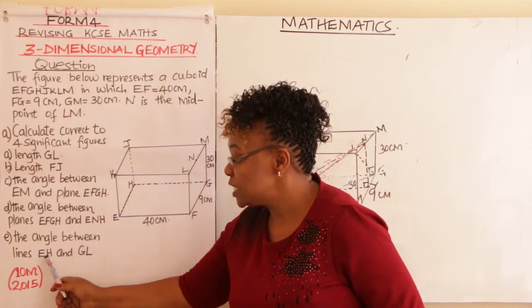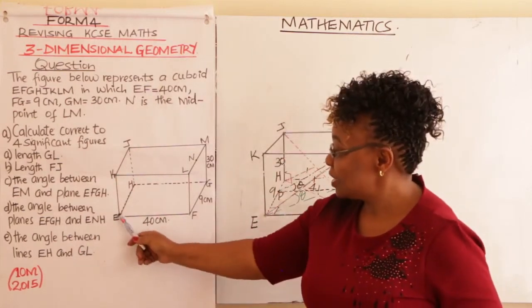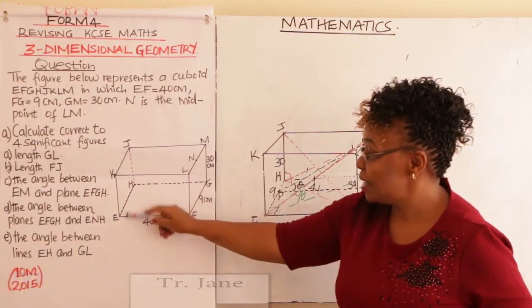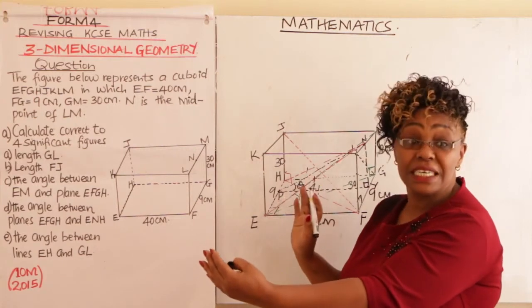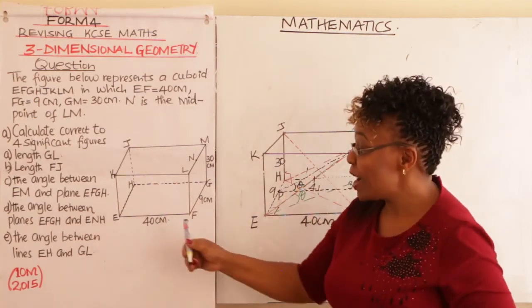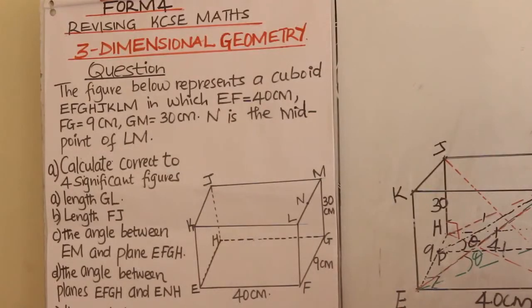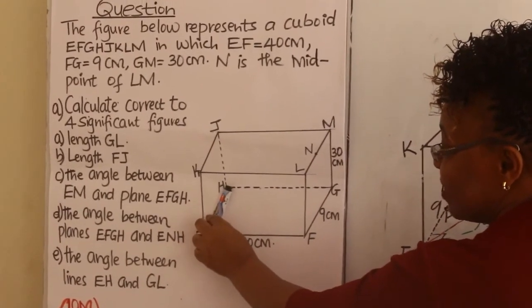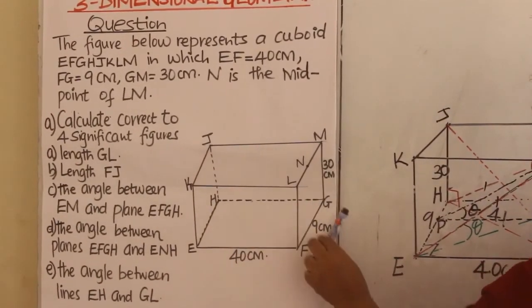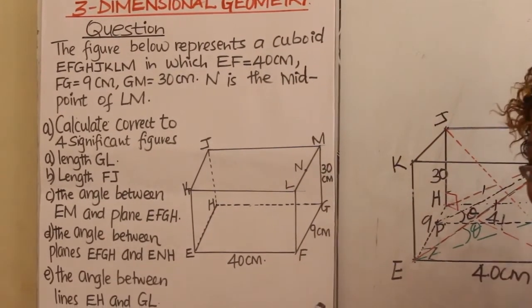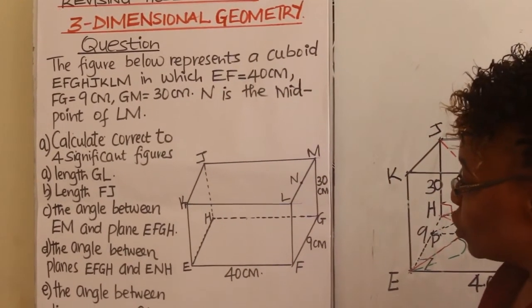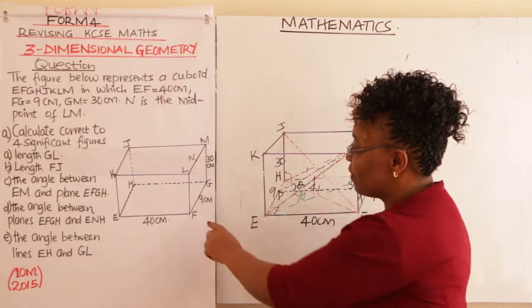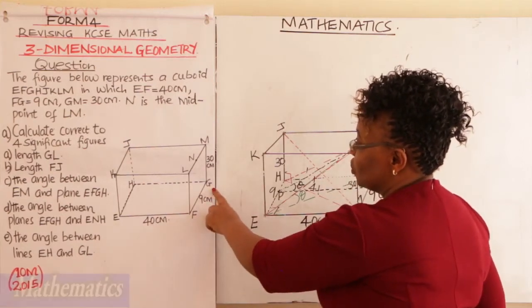Yes. Now we go to the last part E, Lana. So part E, the angle between EH and GL. EH, Lana, is this line. And GL is this one here. EH and GL, the two lines are not meeting anywhere. And therefore, Lana, you have to make them meet so that they form an angle. So what we do is that you translate these lines this way so that it finally lands on FG. So that they finally land on the same plane to form an angle.